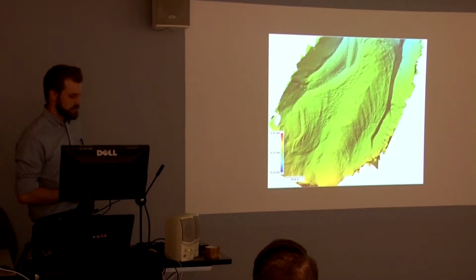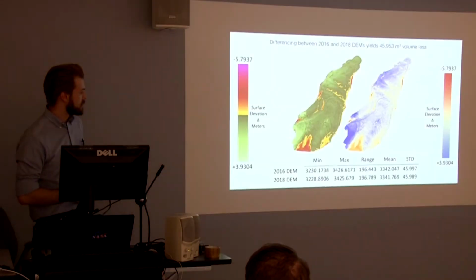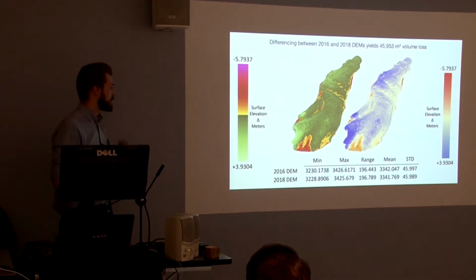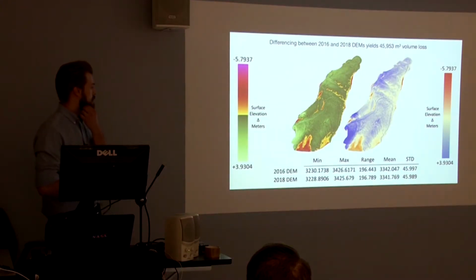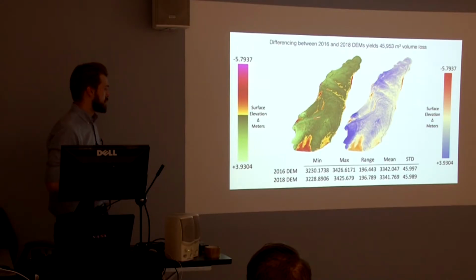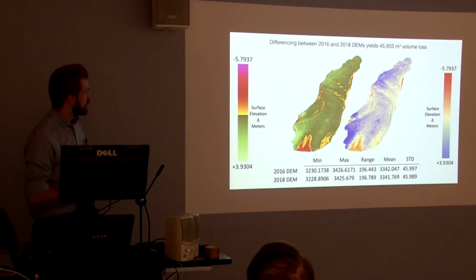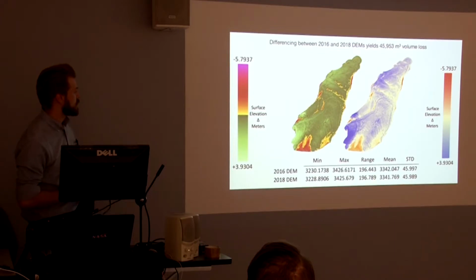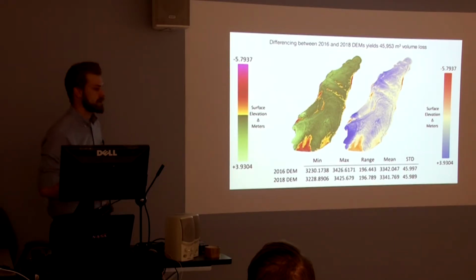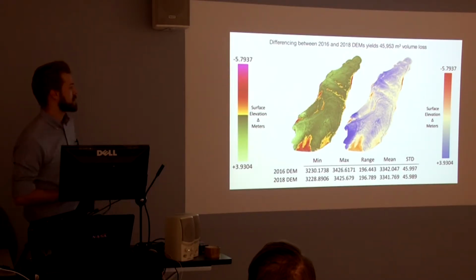Resolution. So because we got full coverage, we were able to look at the changes between 2016 and 2018. Both of these images show the same sort of thing. It's just different color scales. And what this has yielded thus far is about a 49.5 or 46,000 cubic meter volume loss.